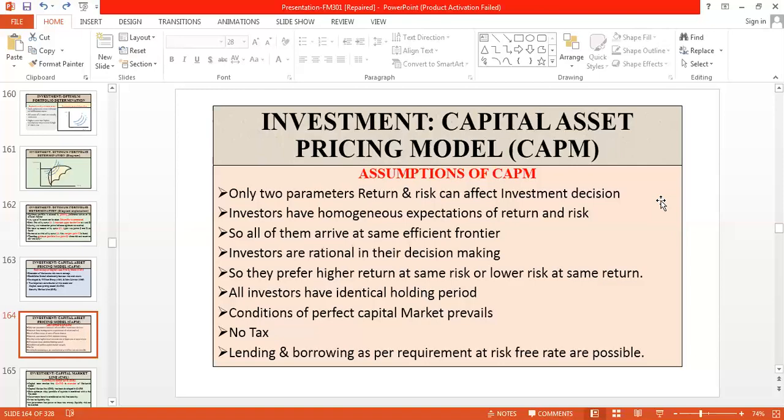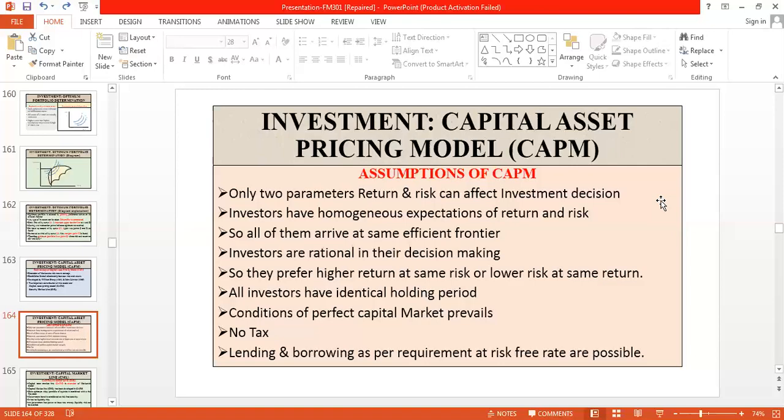Second point is investors have homogeneous expectations of return and risk. That means we are not assuming that different individuals will calculate different expected return and different risk. They will apply the formula that we have learned in the Markowitz model, get the result, and believe that this is my risk and return, and the expectation of this risk and return is also uniform.